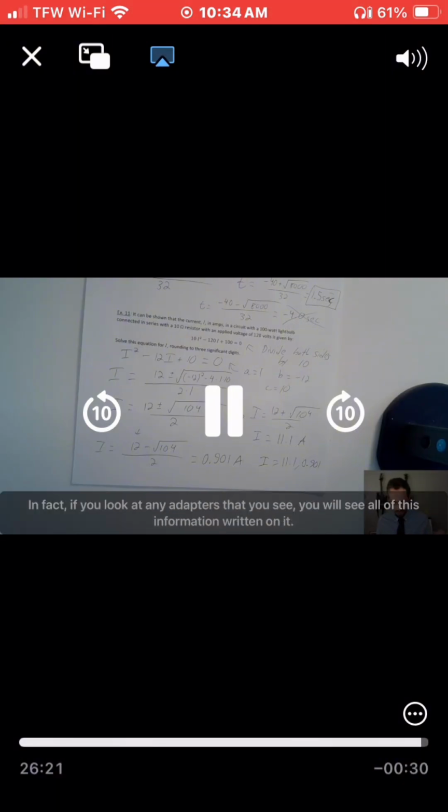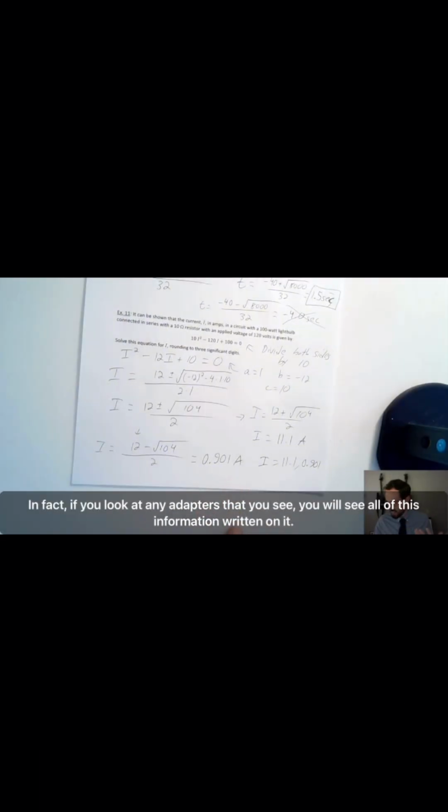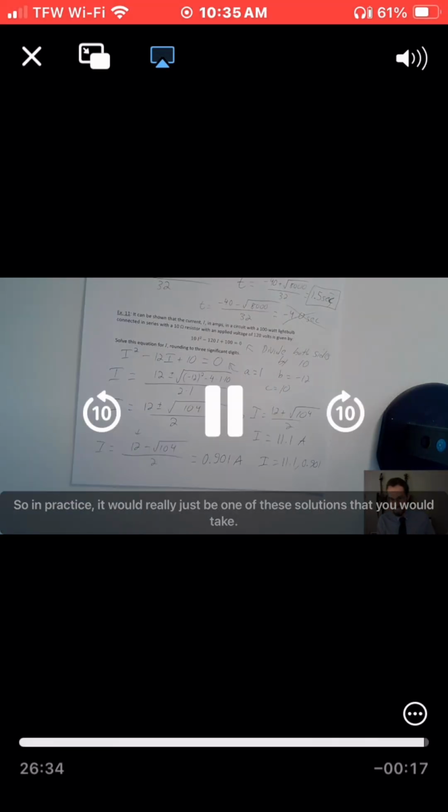So we do actually have algebraically two different solutions, 11.1 and 0.901. In practice, your electronics are going to be rated for some number of amperes, so you'll have to check whatever the electronics says. In fact, if you look at any adapters that you see, you will see all of this information written on it, how many amps of current they draw, what's the voltage, etc. So in practice, it would really just be one of these solutions that you would take, but algebraically, either one of them comes out from that equation.